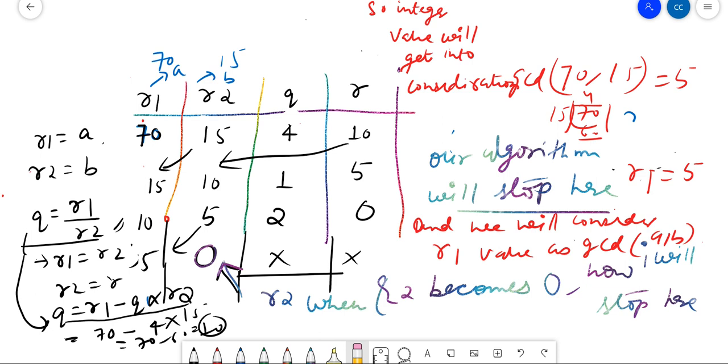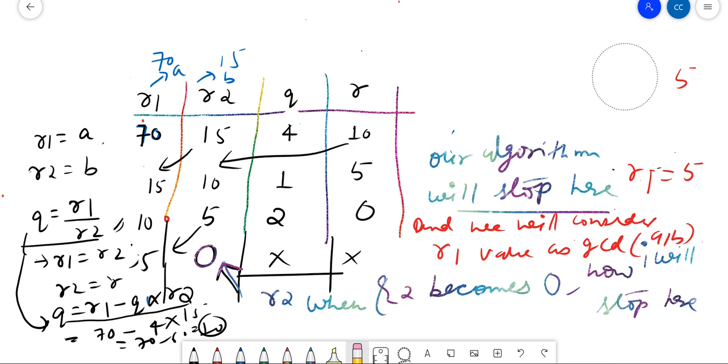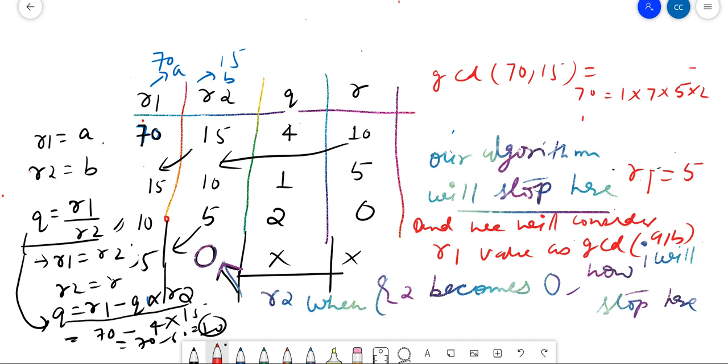Now let me recheck. What is the GCD of 70 and 15? 70 is 7 into 2 into 5, and 15 is 5 into 3. What is common here? Common here is 5, so the GCD is 5. Likewise we can see how the algorithm is working.